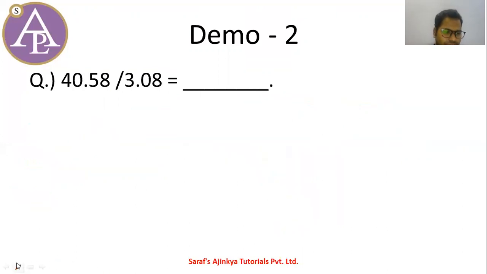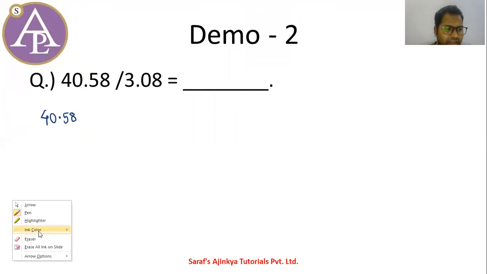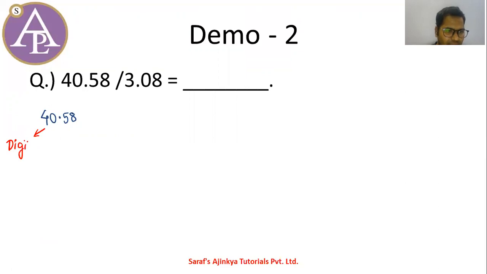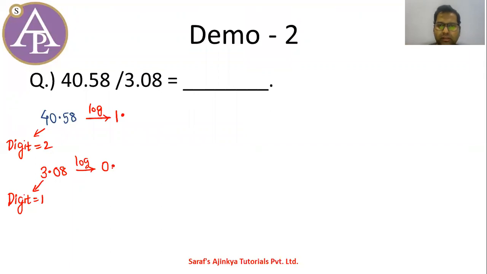Right. Now, one more example. One more example is 40.58. Correct. 40.58. Now you tell me how many digits you have before a decimal. There are 2 digits. So what will be the log? I will say the log is 1 point. Correct. And my second is 3.08. So how many digits before the decimal? Before a decimal, I have only 1 digit. So the characteristic part will be 0 point. Always remember, the characteristic part is the number of digits minus 1.